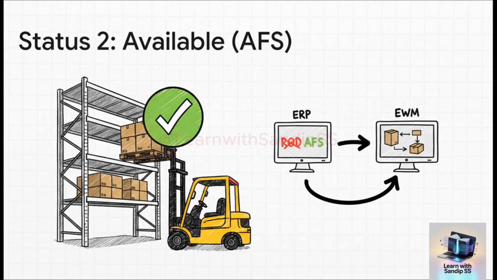And now, here comes the magic. As soon as a warehouse operator moves that pallet to its final storage bin and scans it, beep, EWM triggers an automatic posting change in the ERP. It tells the ERP, hey, move this inventory from the ROD location to the AFS location. This instantly changes the availability group in EWM, updating the stock type to fully unrestricted use. And just like that, the sales team can see it, they can sell it, and it's available for picking. All from one single scan, all in real time.